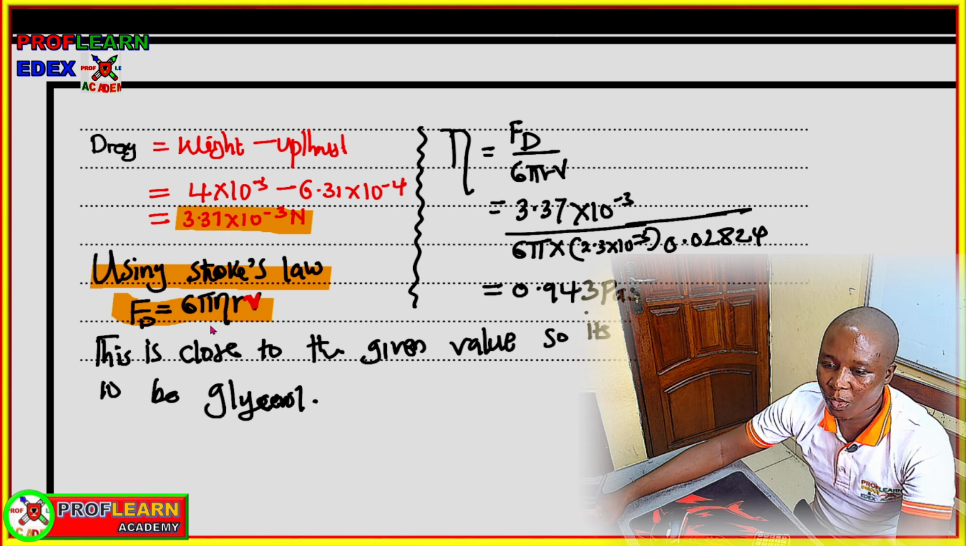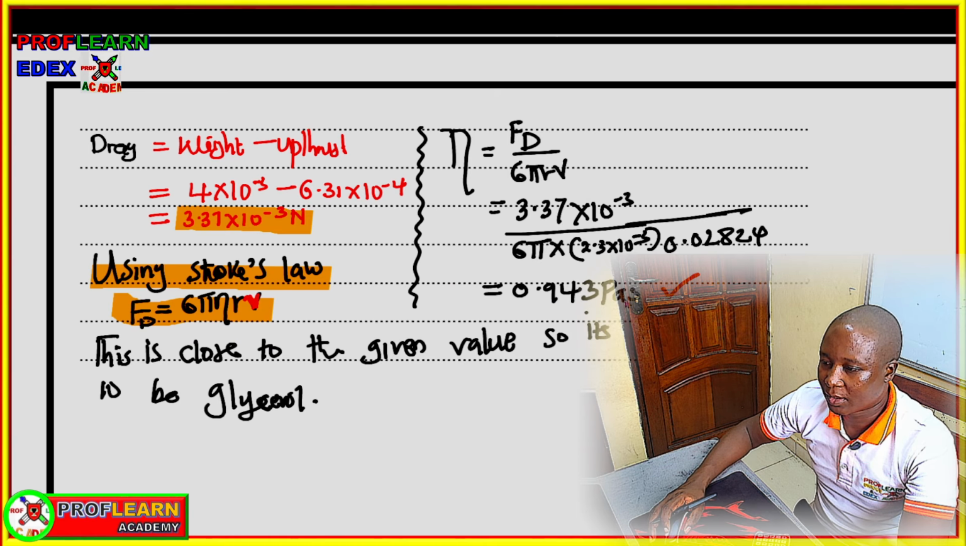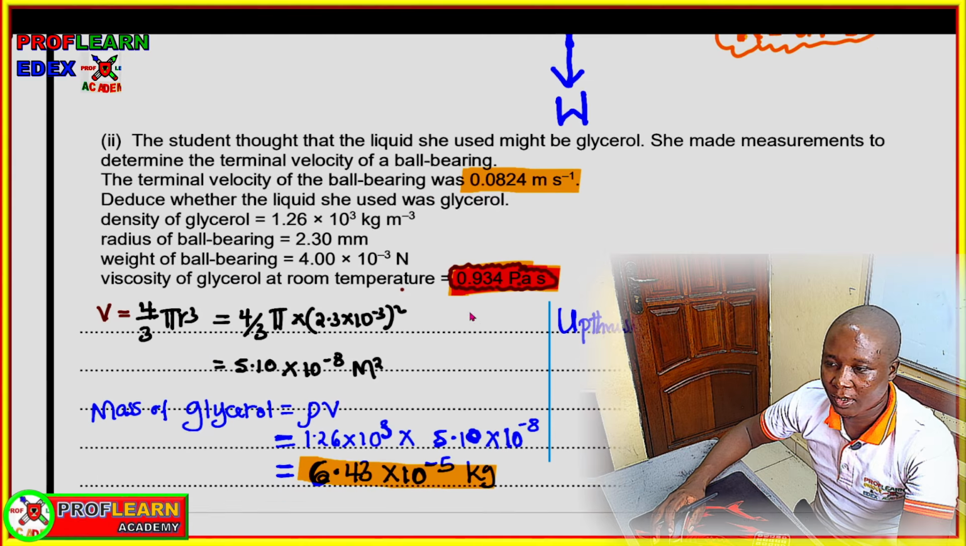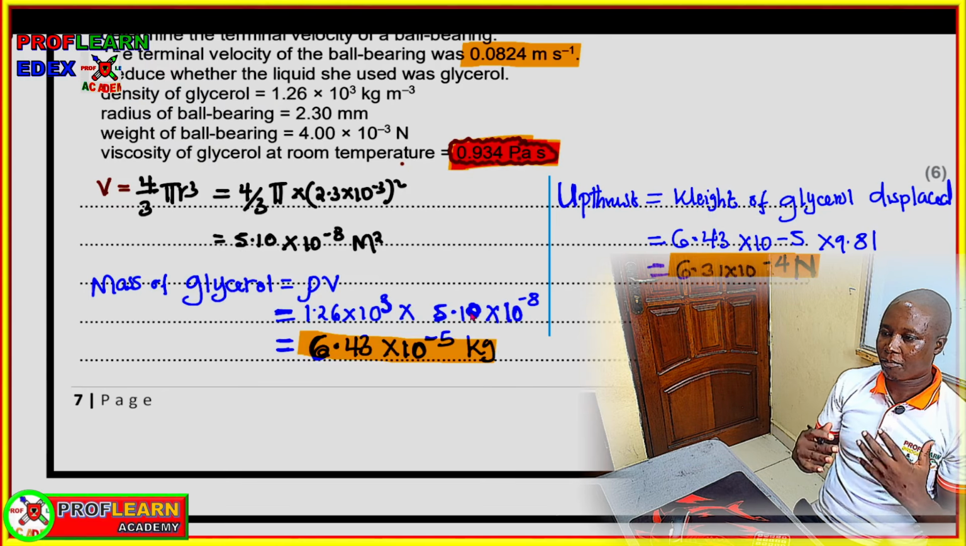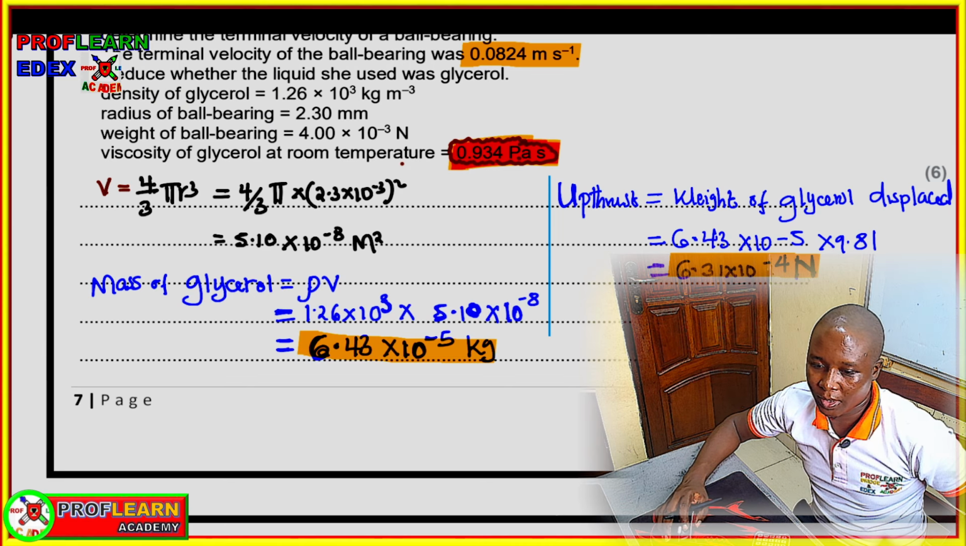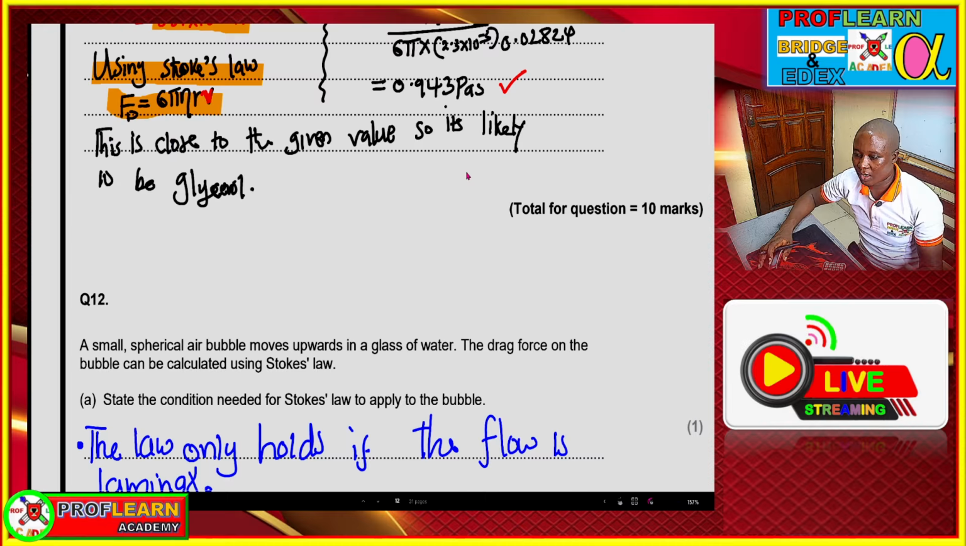So if we now make eta, the viscosity, the subject, we're going to get 0.94 pascal seconds. And you now go and check the value that was given here. You can see the values are a bit close, which means that we can attest that the liquid was generally glycerol, because the value you have obtained is very close to the value of viscosity that was provided for it.